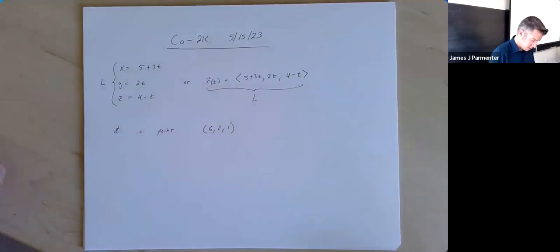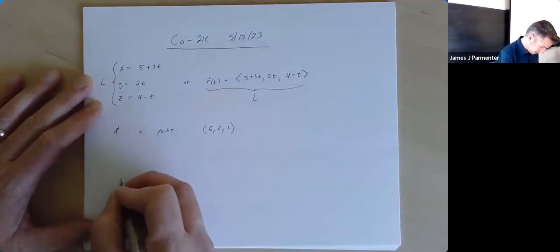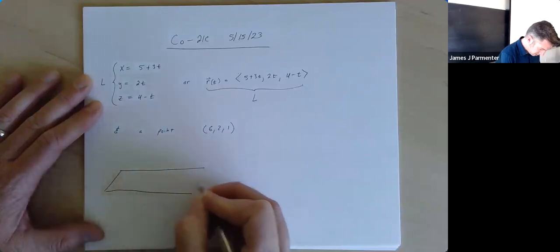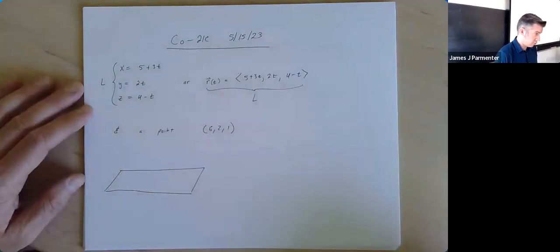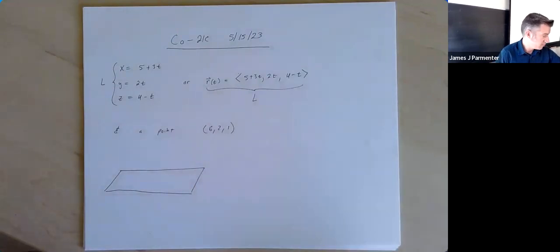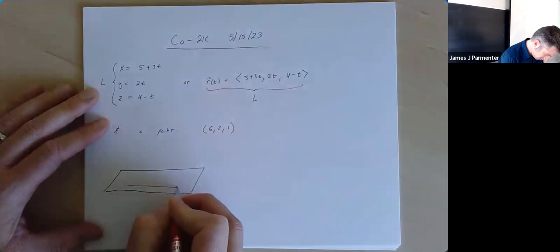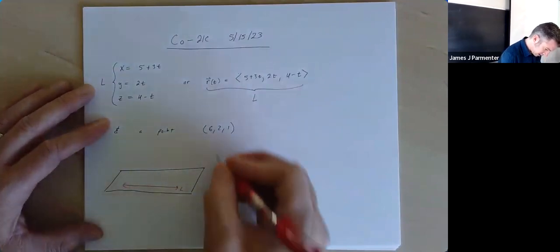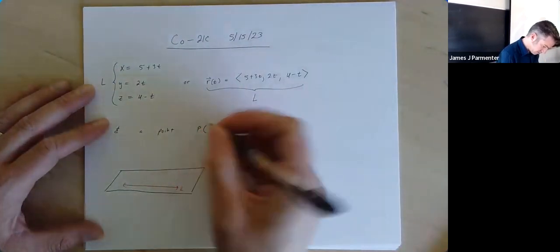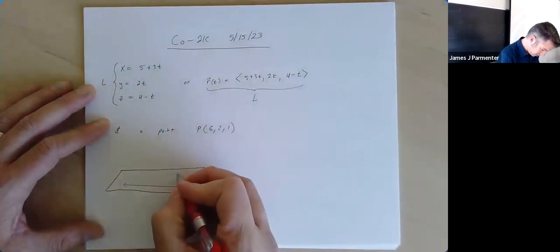Okay, great. So here's the idea of what's happening. There is some plane that includes that line and that point. For sure, there has to be, right? So here's the line here, and let's call this point P. Here's the point here.